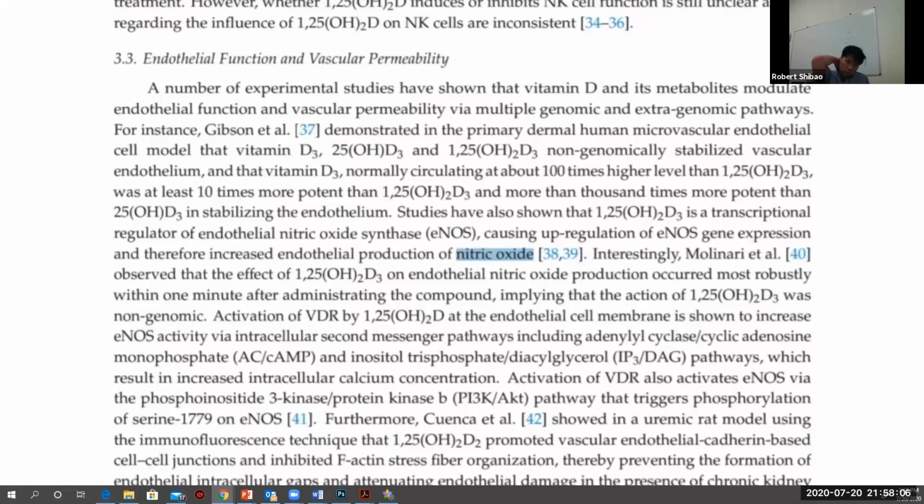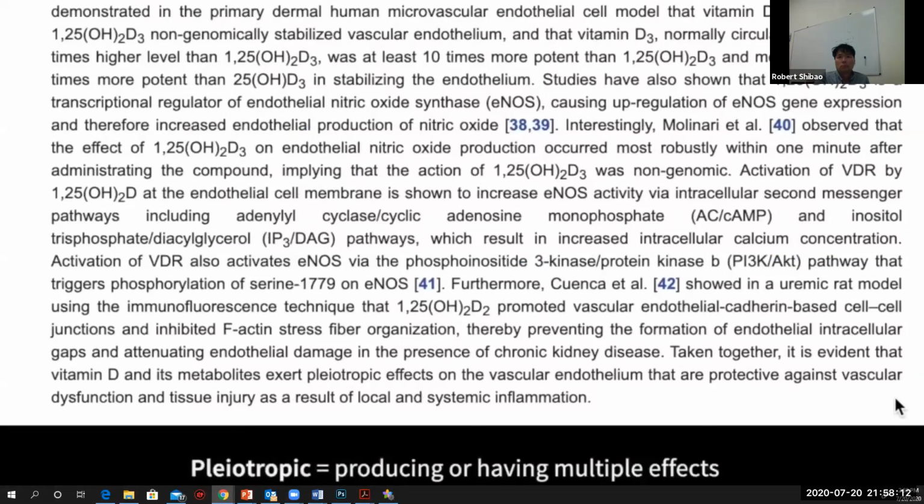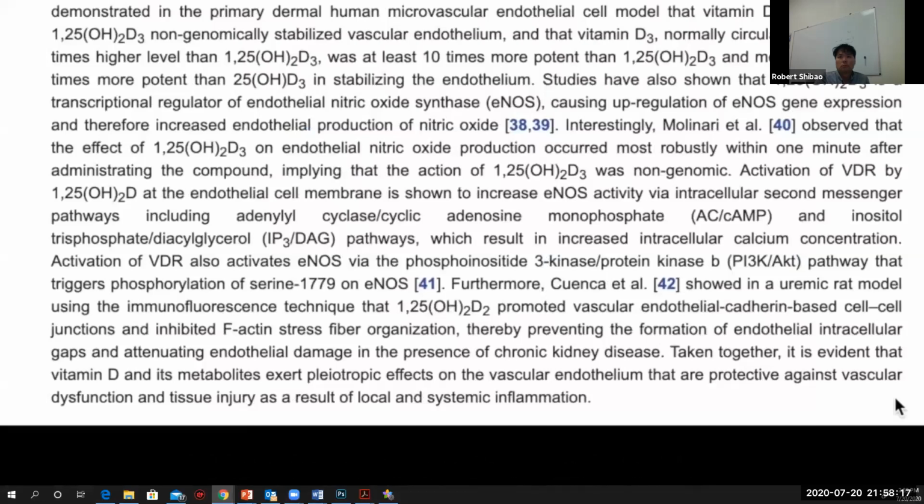So what's the summation regarding endothelium? Taken together, it is evident that vitamin D and its metabolites exert pleiotropic effects on the vascular endothelium that are protective against vascular dysfunction and tissue injury as a result of local and systemic inflammation.